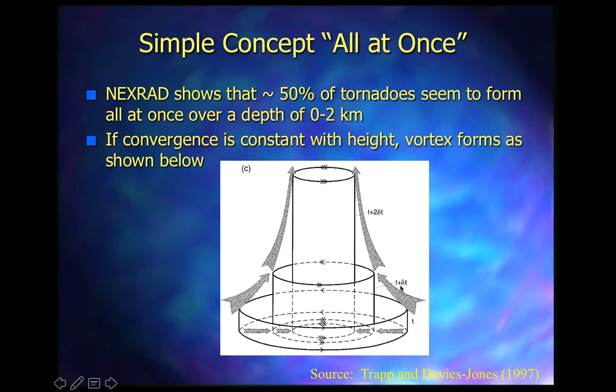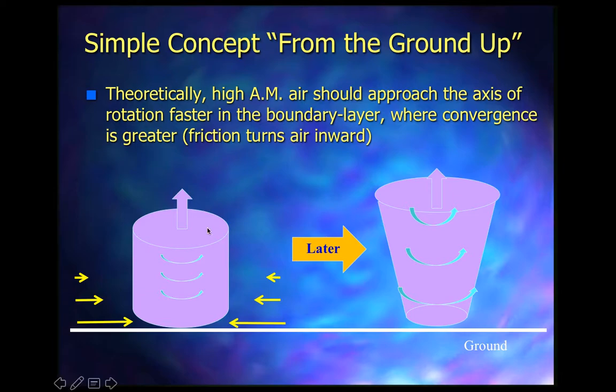So as you go from t to t plus delta t to t plus 2 delta t, the vortex intensifies uniformly with height. That's kind of an all-at-once concept of the intensification of low-level vorticity, because the rotation starts here broadly, say within the mesocyclone at low level. So that's one idea. Essentially, high angular momentum air approaches the axis of rotation faster in the boundary layer because convergence is greater there. The air is turning in toward the center of the rotation because friction slows it down, and it's not in geostrophic balance. Friction turns it toward low pressure, so you get convergence, and therefore a spin-up of vorticity, as you see there, from left to right. And the rotation is stronger near the ground.